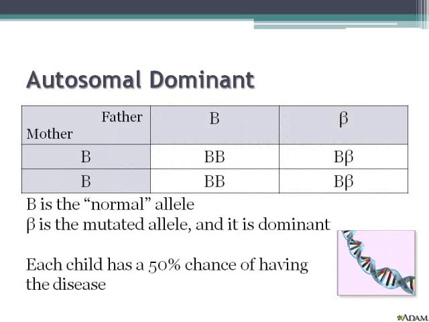Okay, here is the Punnett square. In this situation, the B is the normal allele. The mother contributed two normal alleles, whereas the father contributed the B and also the beta. The beta is the mutated allele, and it is dominant. So in this case, each child has a 50% chance of having the disease.